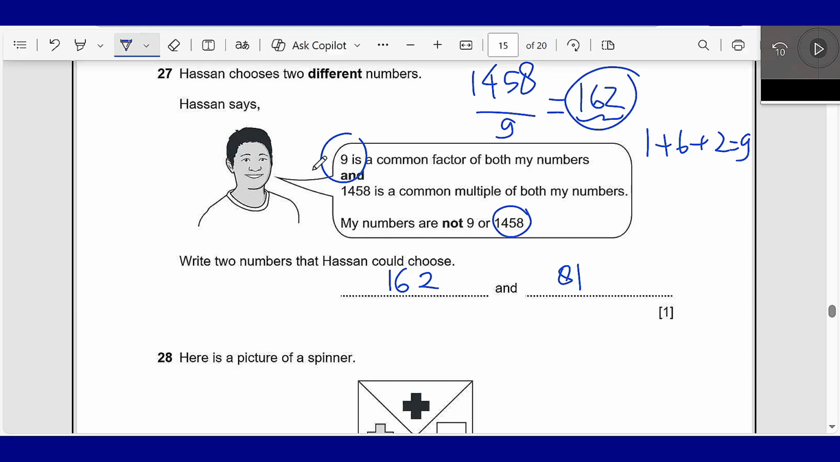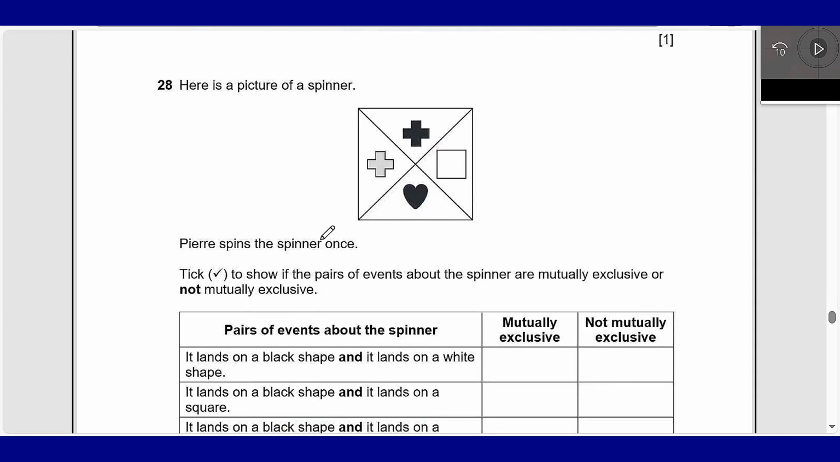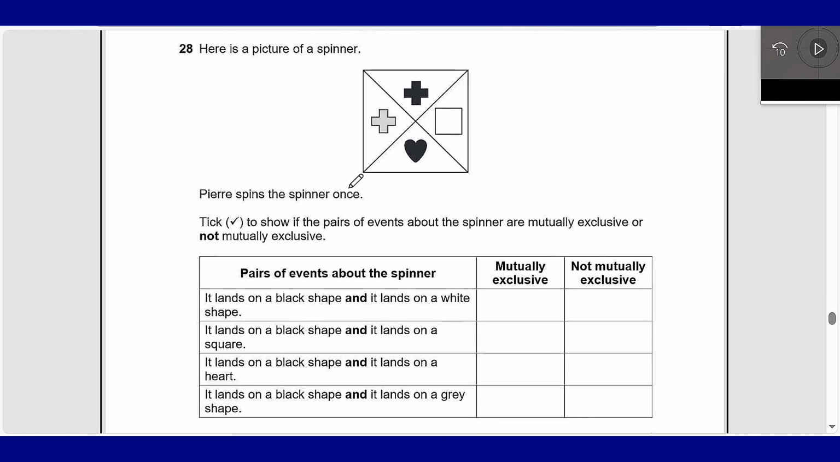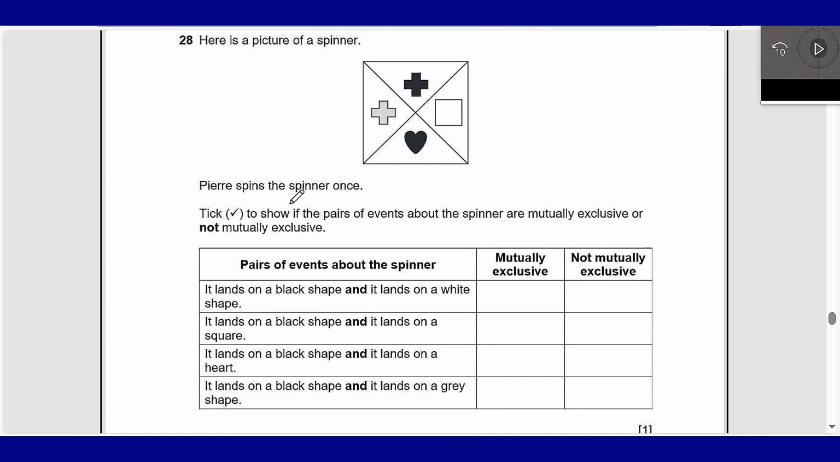Let's move on. Guys, now we are in question 28. Here's a picture of a spinner. Pierre spins the spinner once. Tick to show if the pairs of events about the spinner are mutually exclusive or not mutually exclusive.